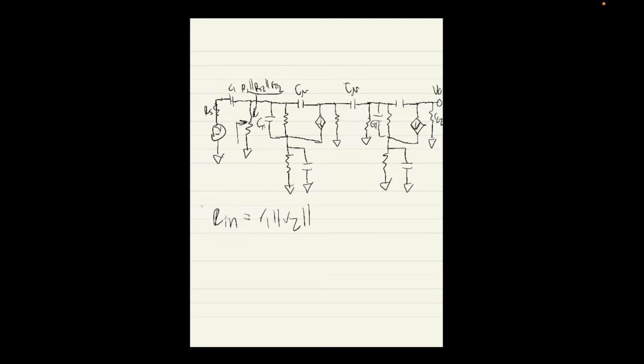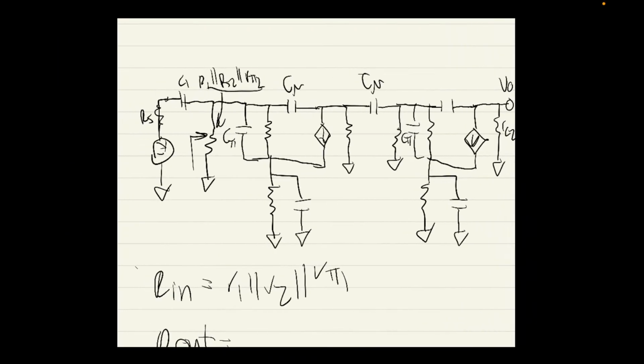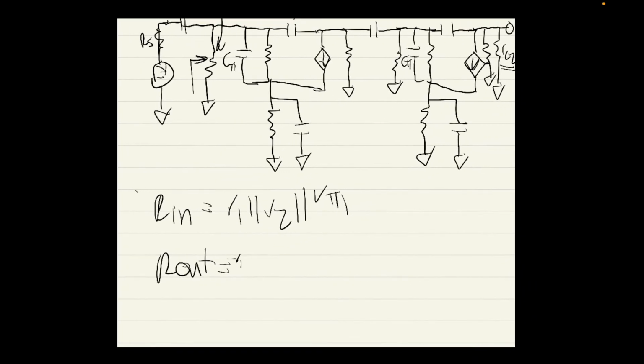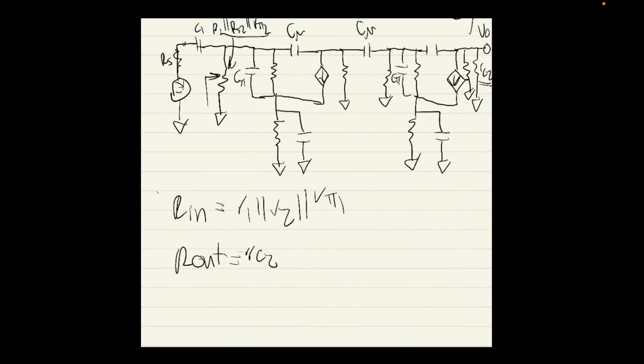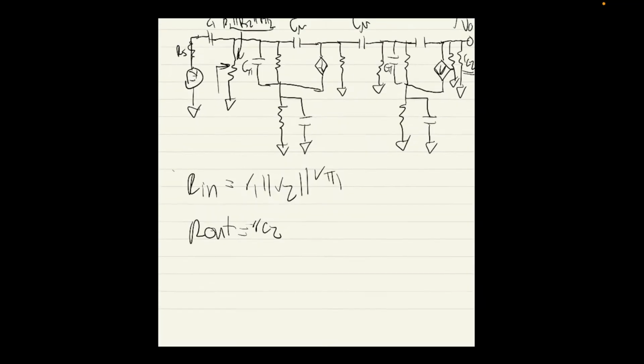Parallel R pi 1. Now R out is going to be the resistance looking in from here, and we can already see that that's going to be RC2. There's also RO2, the output resistance from the model, but we assume that to be very large, so we just say it's RC2. And that's the answer to that. I just sort of eyeballed the answer. So there you go.